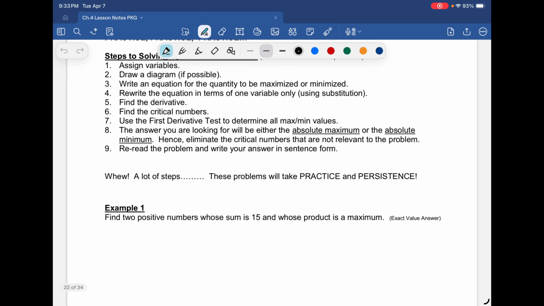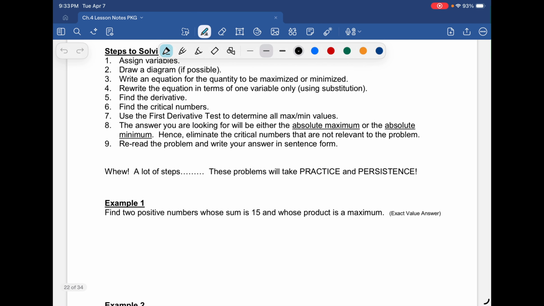Now, that's a lot of steps. So the big thing is just going to be to make sure to practice and get lots of different exposure with the different methods in this note package here.